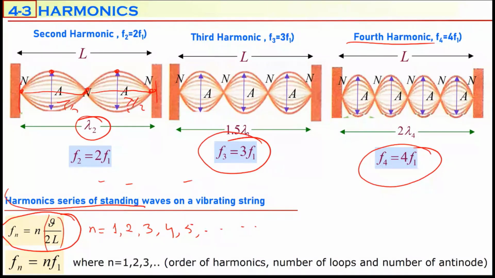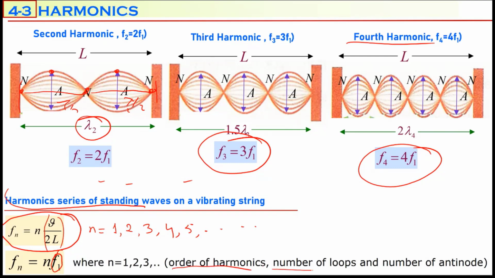V over 2L is called the fundamental frequency. If you multiply the fundamental frequency by 2, you get the frequency of the second harmonic. If you multiply it by 3, you get the frequency of the third harmonic. With 4, the frequency of the fourth harmonic, and so on.